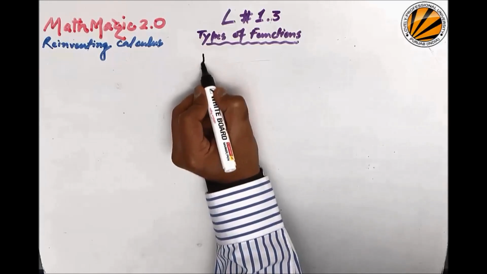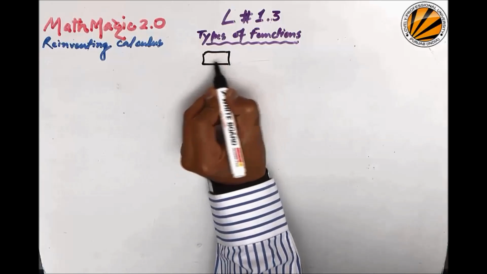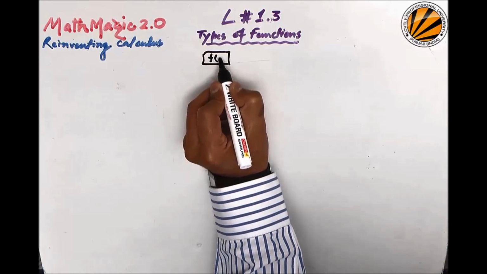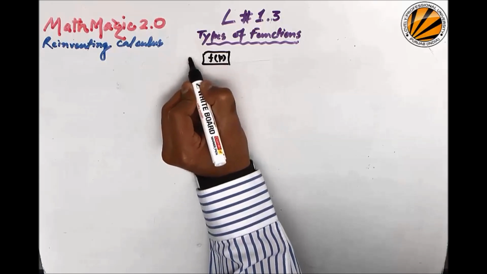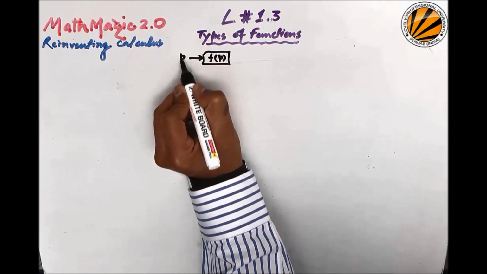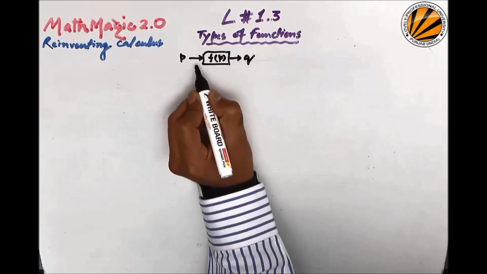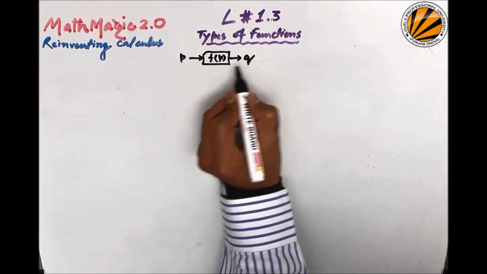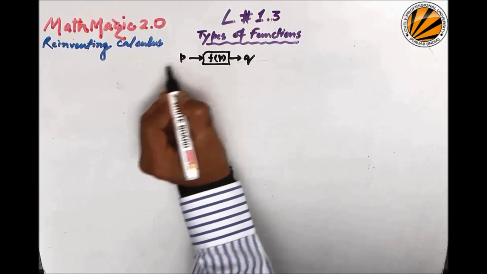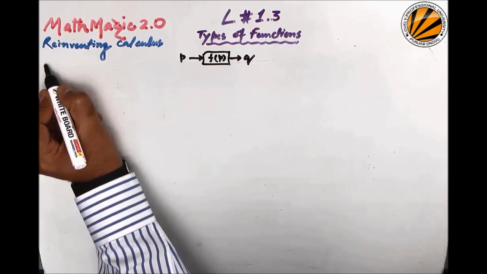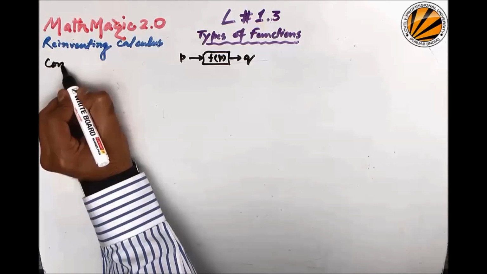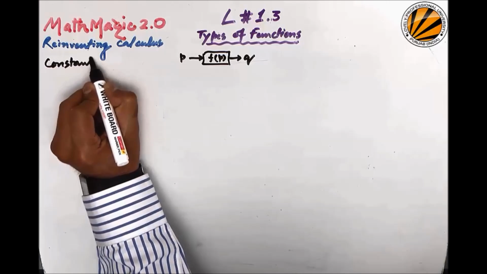So let us look at this. We know that there is a function f(p). Say for example, the input given is p and the output taken is q. This function is giving the output q and the input is p. So let us look at the very first kind of function, and that is the constant function.